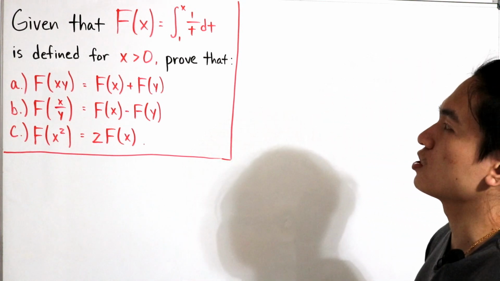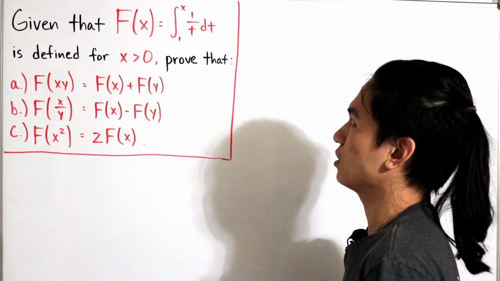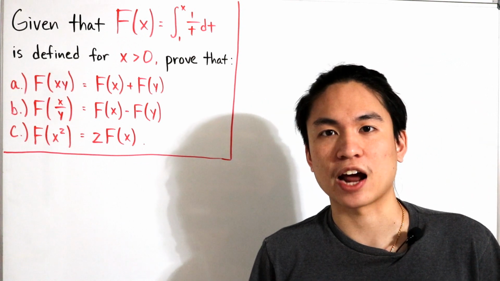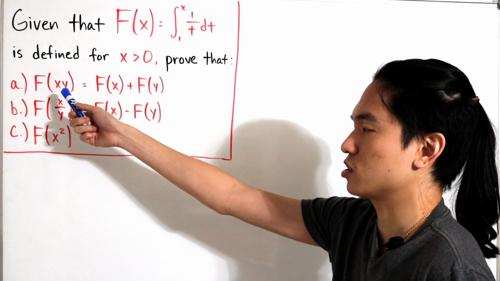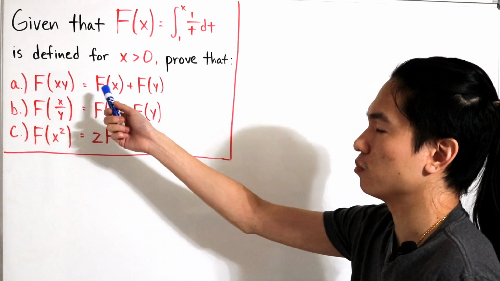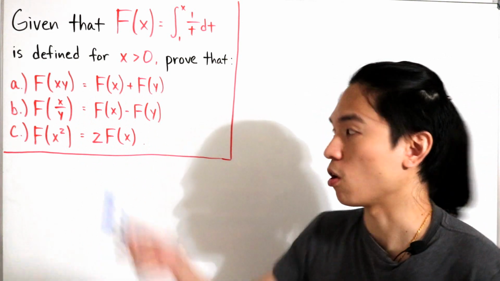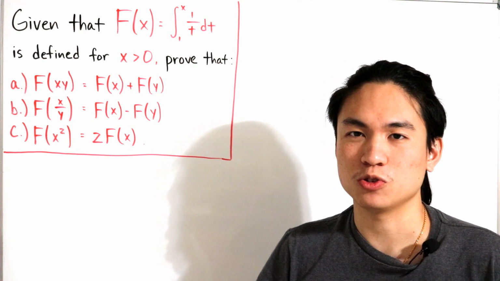If you were to explicitly evaluate this definite integral, you will notice that capital F of x is exactly the natural log of x. And by using your logarithmic properties to validate this, yes, it does work for all three of the statements. So that would be too easy of a video to film.